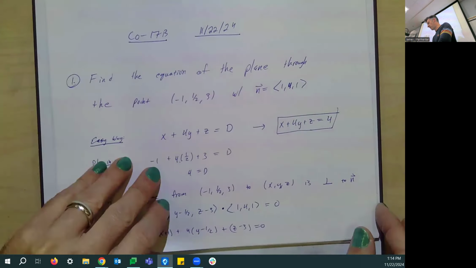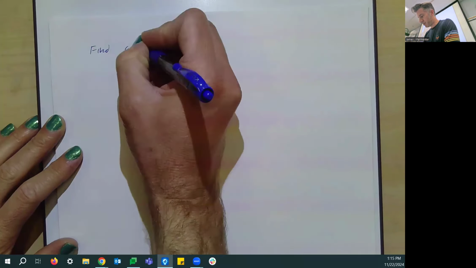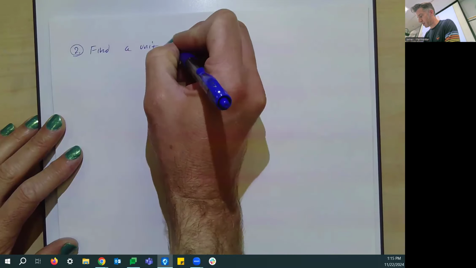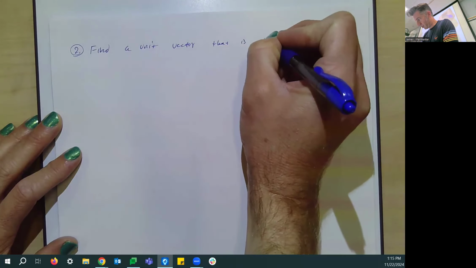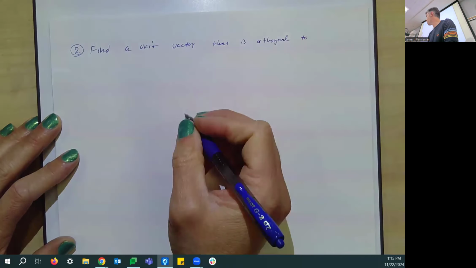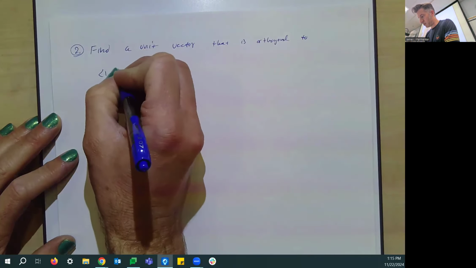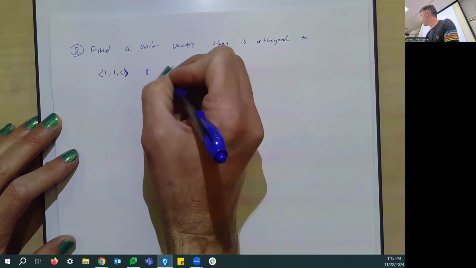I should ask you all, I believe the answer is no, but has anybody talked about the cross product? The answer should be no, but just in case it's not, I want to make sure. Okay, great. So the reason I asked is because there is a way to find a vector that's perpendicular to two other vectors using something called the cross product, but we don't need to know that to do it. So we want to find a unit vector that is orthogonal to, or perpendicular to, both (1, 1, 0) and (1, 0, -1).